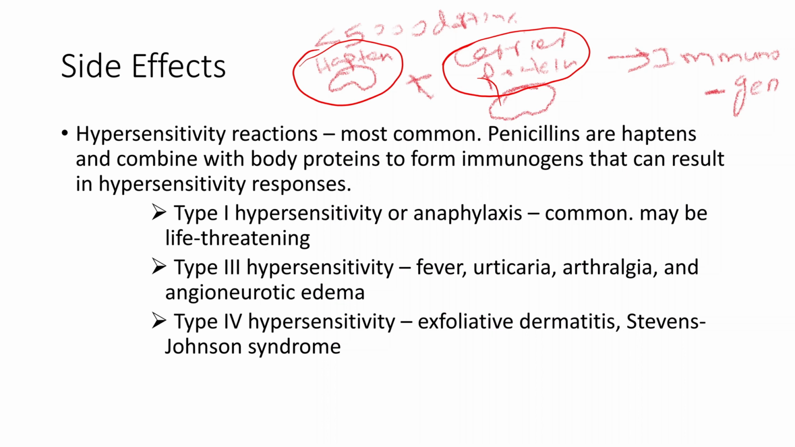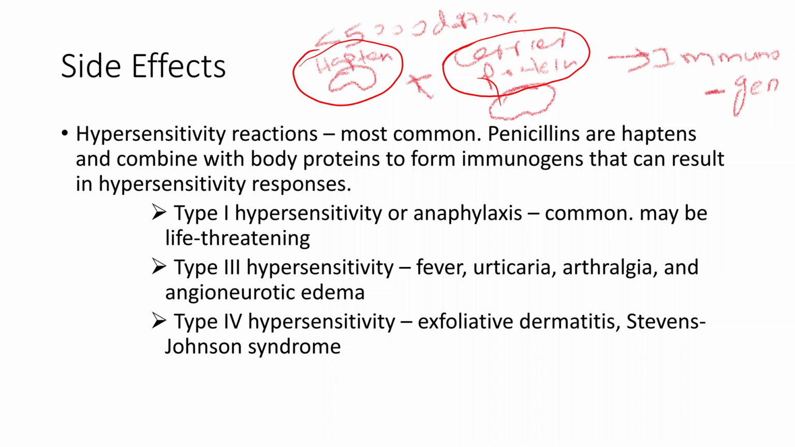Right? Then when it becomes an immunogen, it can elicit an immune response on its own. So that's what happens when you take penicillin. It can produce an immune response, right? The more major side effects of penicillin are the hypersensitivity reactions. If you remember, you know 4 types of hypersensitivity, right? In immunology, type 1, type 2, type 3, type 4. Penicillin can produce all types.